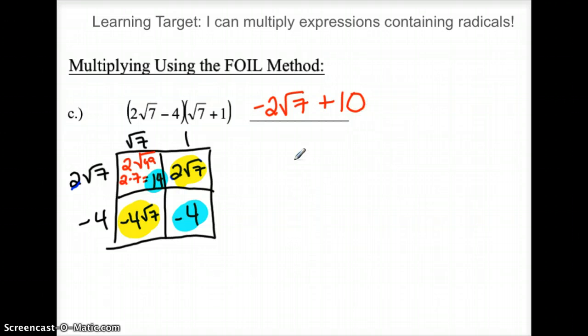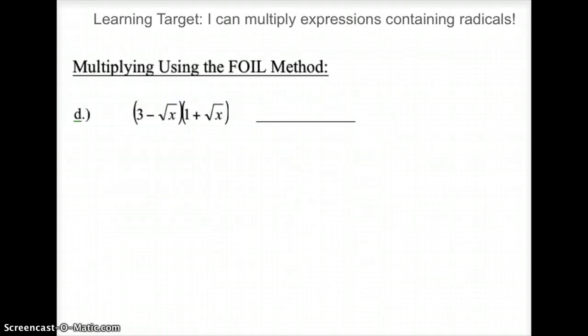Okay? Now, you could also maybe write it this way, 10 minus 2 radical 7. These 2 are interchangeable. It doesn't really matter the order, just as long as the signs are right. The 10's positive, the 2 is negative. Okay? Alright, so you don't have to do this grid, but if you like it, I think it's kind of helpful. Let's look at this next example. I'm going to make the grid again.